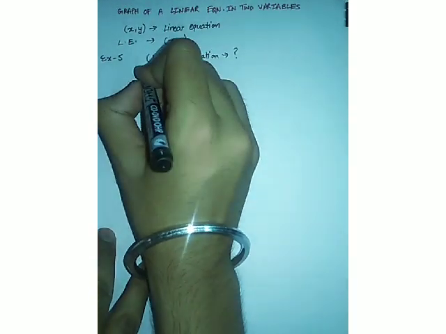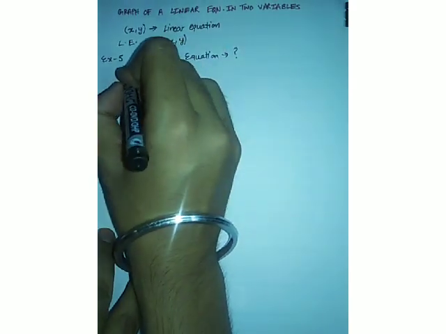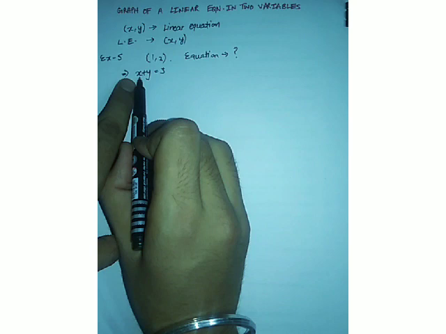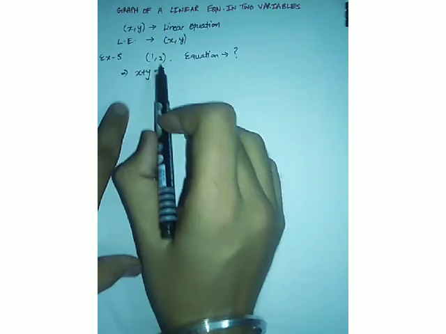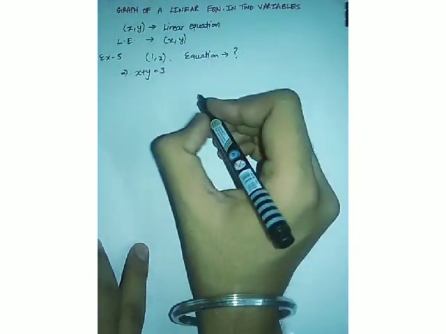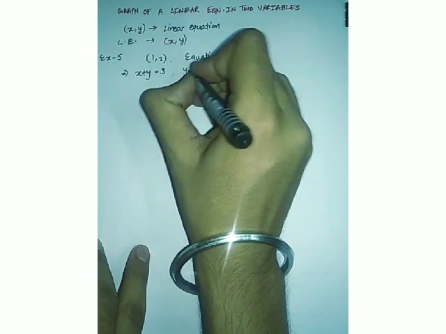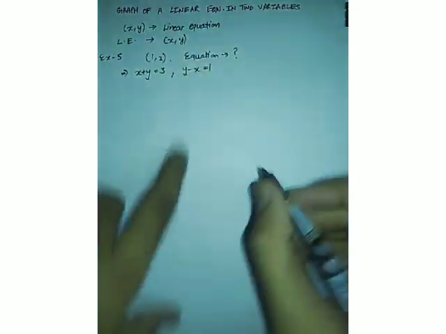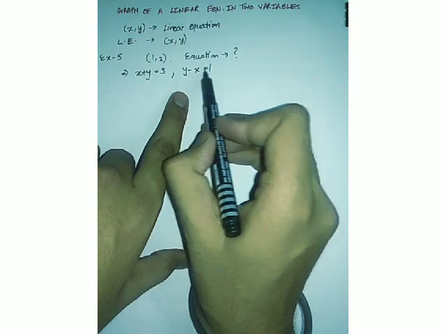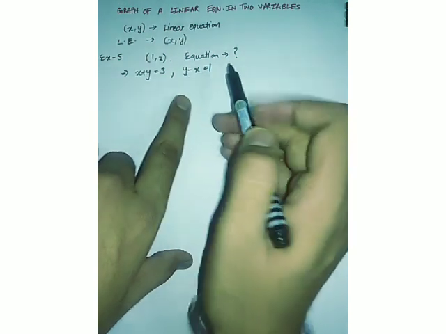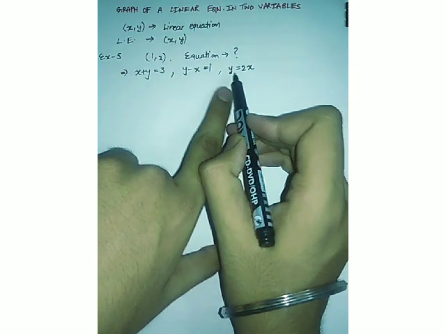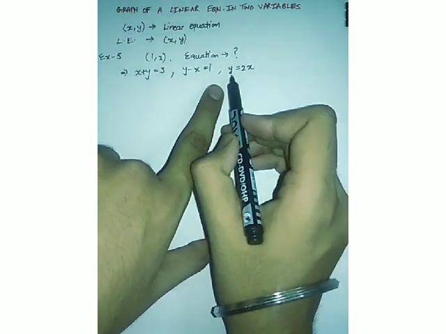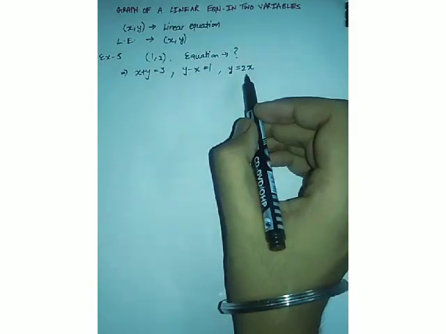For example, the very first equation will be x plus y is equal to 3. How? Because you put x equal to 1, you will get 1 plus y equal to 3, or y will be equal to 3 minus 1, that is 2, and the point (1, 2) is being satisfied by this equation. The next one will be y minus x is equal to 1. Now put x equal to 1, you will get y equal to 2, or put y equal to 2, you will get x equal to 1 in this equation. The next one will be y is equal to 2x. Put x equal to 1, you will get y equal to 2, or put y equal to 2, you will get x equal to 1.